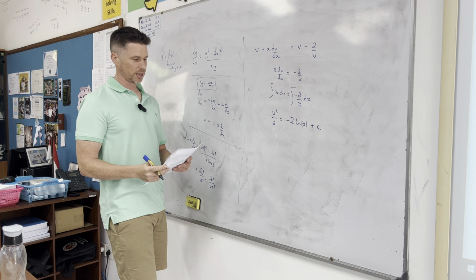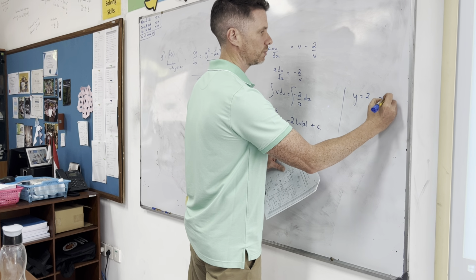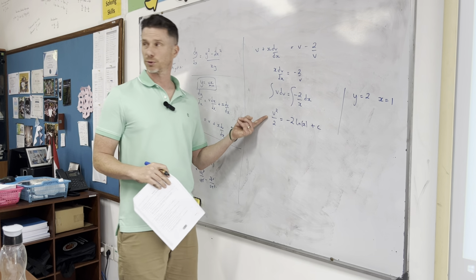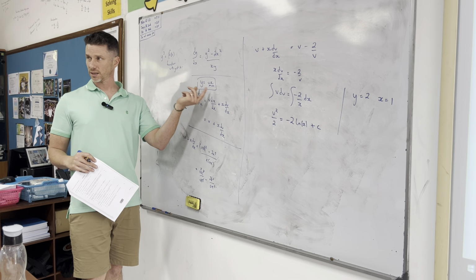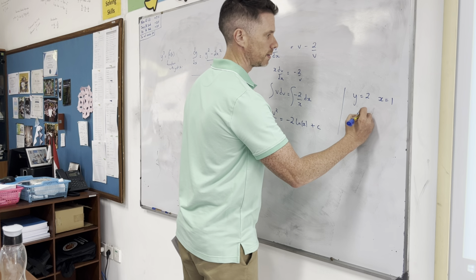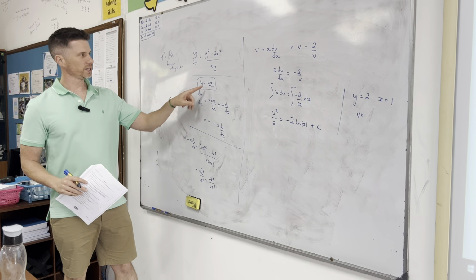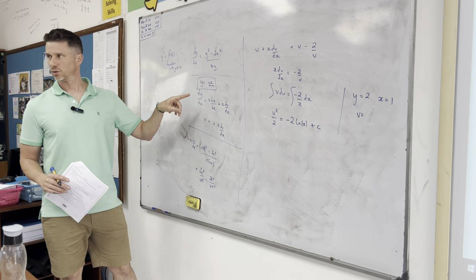I have some initial conditions, like y is equal to 2 when x is equal to 1, which is no good because we want a v. But we have a relationship between y and v that I can use to get a v. Okay, so what's v? If y is 2 and x is 1, v is 2. Yes.